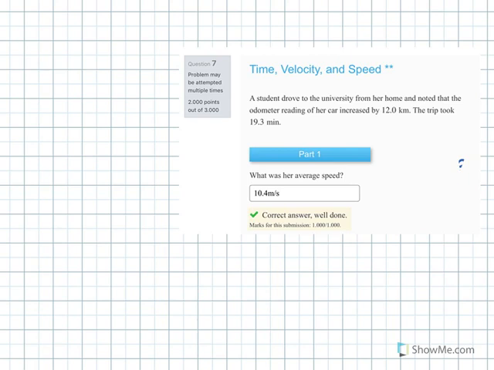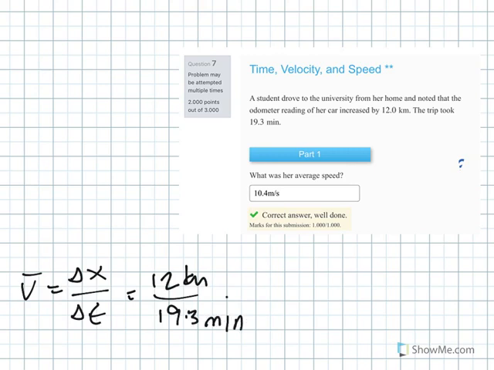So again, V average is equal to delta x over delta t. So your delta x is 12 kilometers, and your delta t is 19.3 minutes. And this is also why you must attach units to the numbers. Numbers without units attached to them are pretty meaningless. So that is going to be equal to, well, we want to convert this.